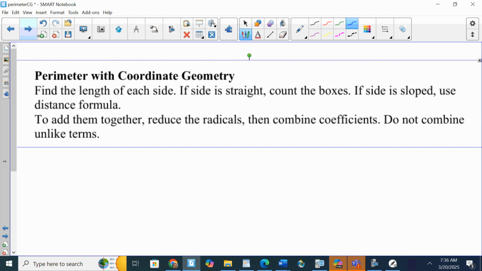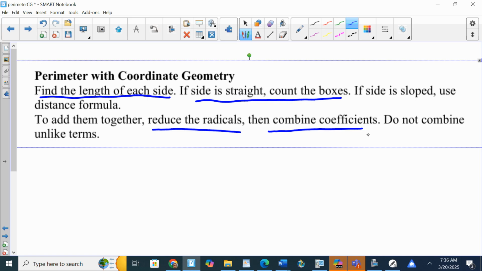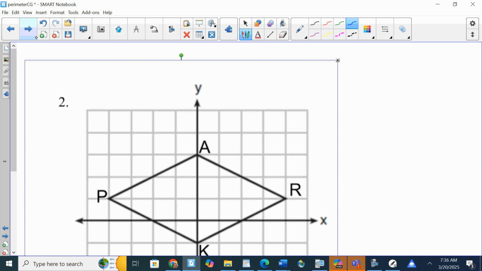So basically, we're going to find the length of each side using distance formula if it's sloped. If the side is straight, we're just going to count the boxes. Once we have them, to find perimeter, we add all the sides together. To do that, we have to reduce the radicals, then combine our coefficients, or like terms. If they're not like terms, I don't combine them. So we're going to go over two examples right now.